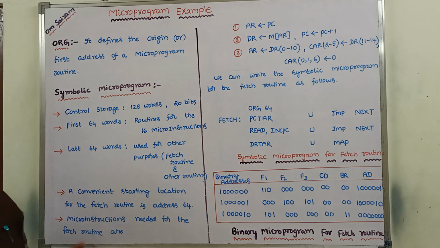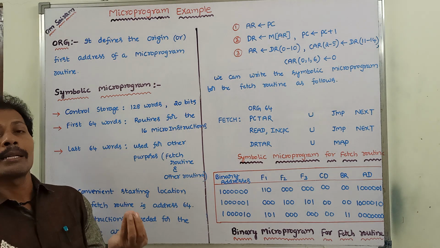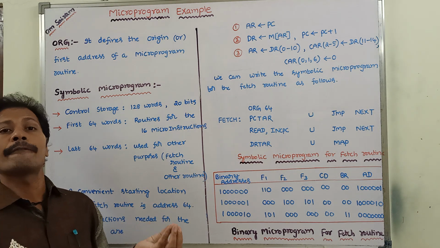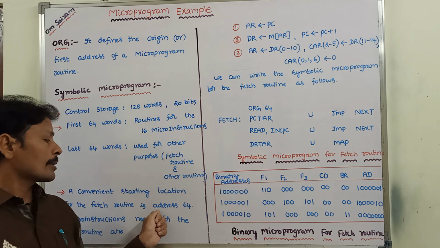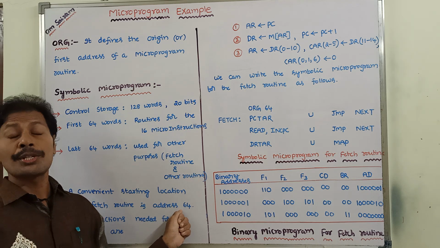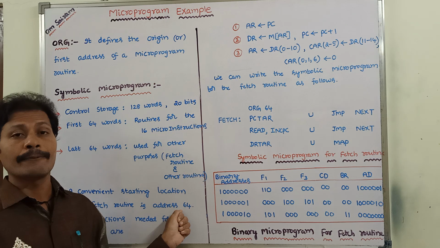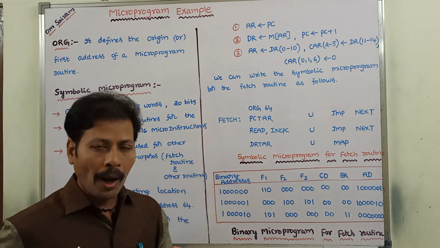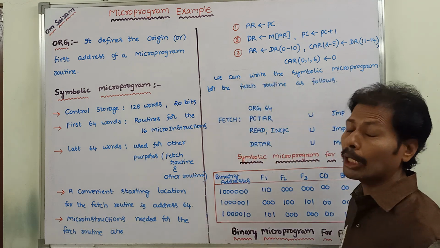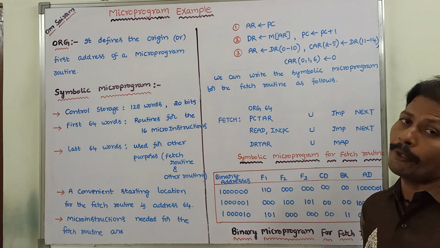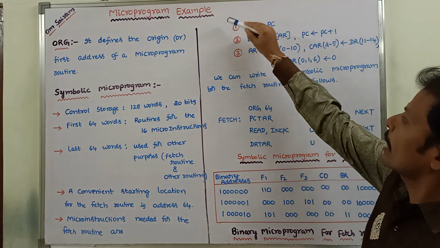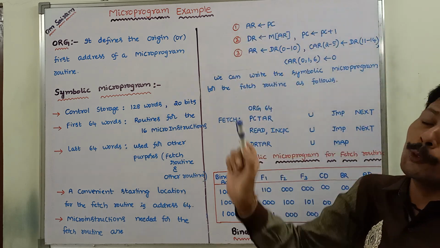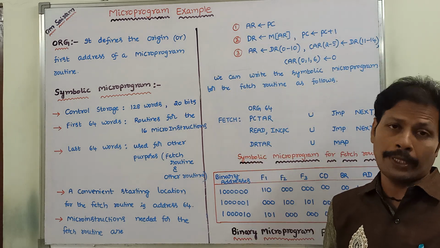Next one, a convenient starting location for the fetch routine is address 64. Okay, the fetch routine always starts with address 64. What are the micro instructions required for performing the fetch routine? These are the micro instructions that are used for performing the fetch routine.